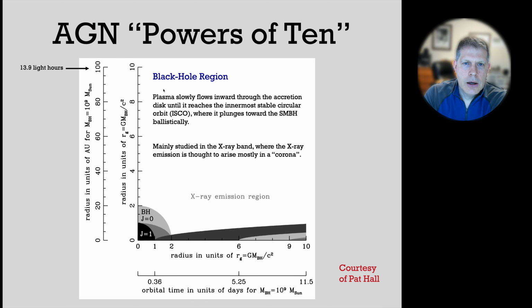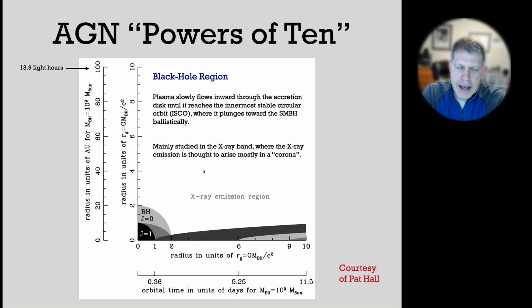So in this black hole region, plasma is slowly flowing inward through the accretion disk via many, many very nearly circular orbits, and is slowly drifting inward, likely via magnetic viscosity, until it reaches the innermost stable circular orbit, which I have mentioned previously, also known as the ISCO. And at that point, it plunges toward the black hole ballistically. So for a non-spinning black hole, the material would slowly work its way inward through the disk, again undergoing many, many orbits as it slowly drifted in. But then when it reaches this innermost stable orbit, it rapidly plunges down to the black hole. That's the nature of this innermost stable circular orbit. And again, you can learn about that when you learn general relativity.